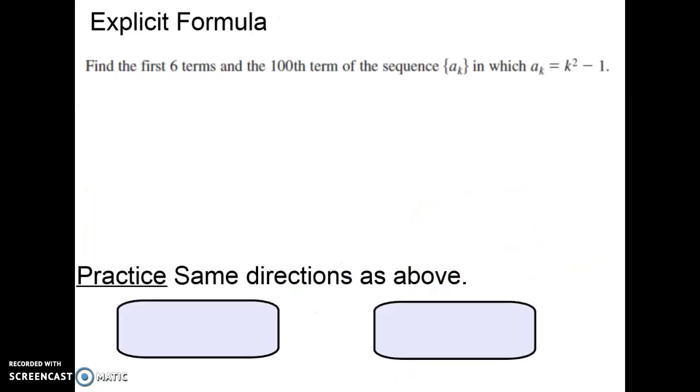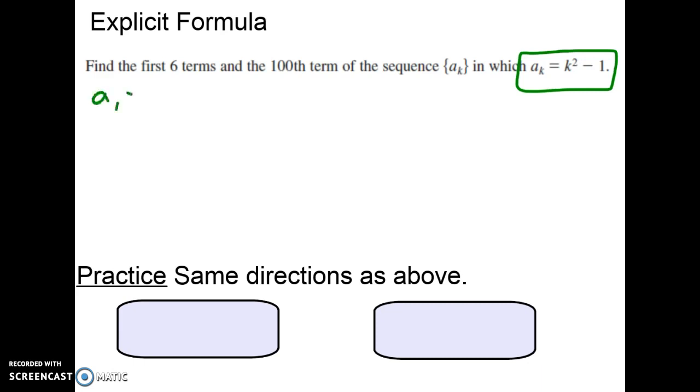All right. One way to represent a sequence would be by using an explicit formula. Explicit formula means that we're given an equation. Okay, so it says find the first 6 terms and the 100th term of the sequence a of k equals k squared minus 1. So this is the main part right here. And the first 6 terms.